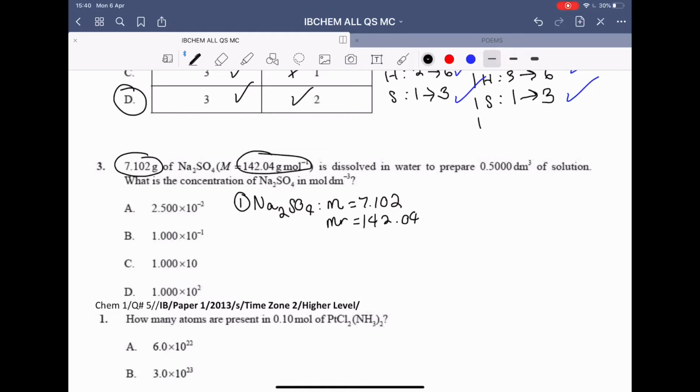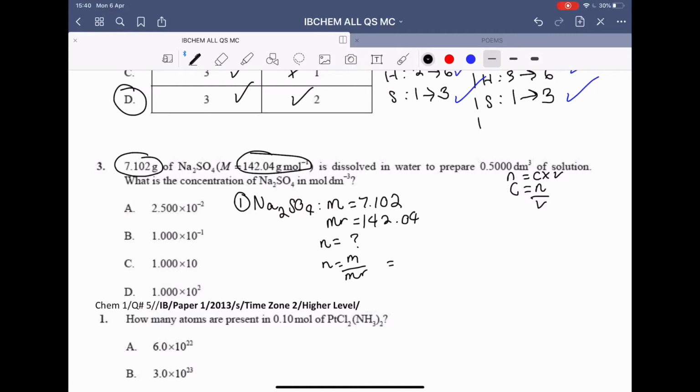Mr is 142.04 and the mass is 7.102. We aren't given the amount of moles, however. And if we know our formula, we know that moles is concentration times volume. Let's rearrange that to find concentration. It's moles divided by volume. We aren't given the moles of Na2SO4 in the question, so we need to calculate that. We are, however, given the volume.